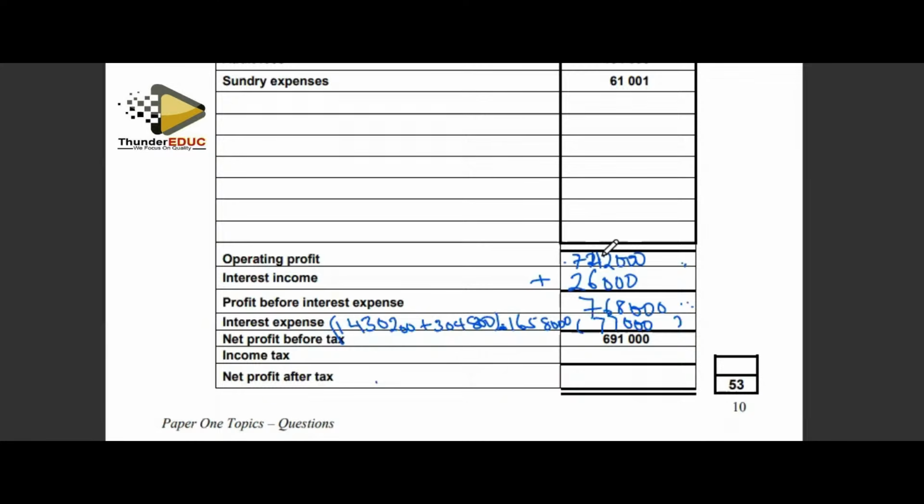Now, after determining this, the reason why they gave you this is that they wanted you to change your mind, because some of you are used to working going down. And you must be able, if you can work going down, to also work going up. So that's why they hid these figures, so that you can work going backwards and come back here to determine this figure. Right, now we go to the income tax.